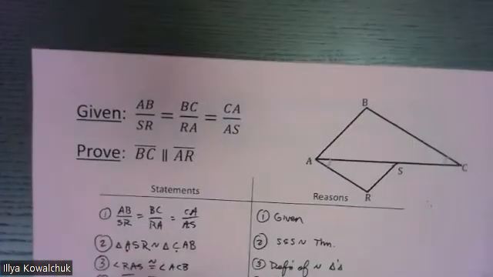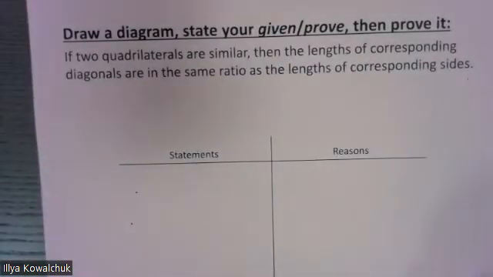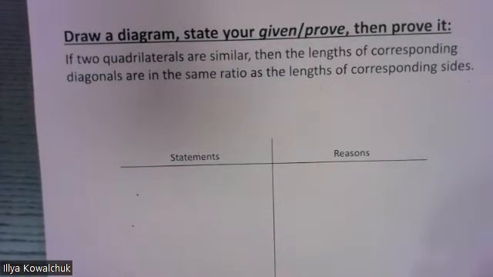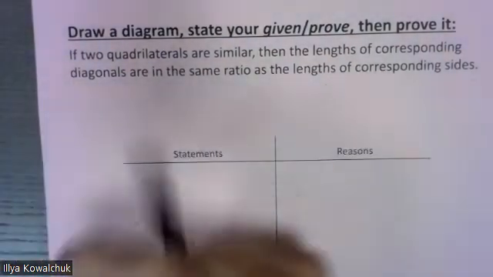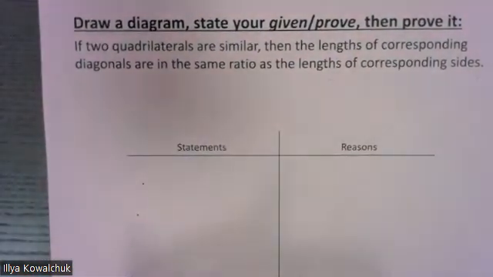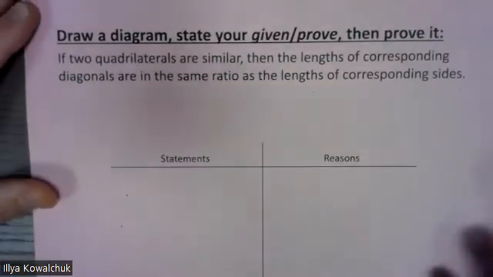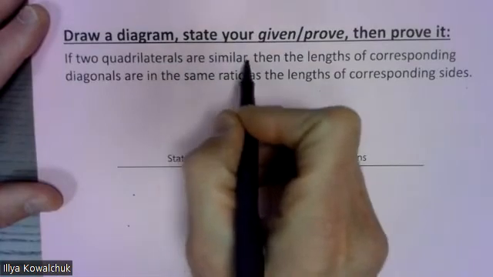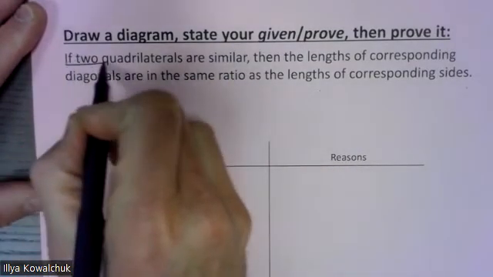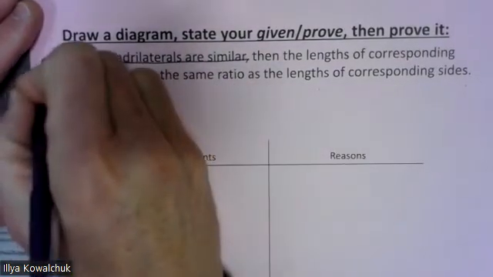All right, hope that made sense. Draw a diagram, state your given, prove, and then prove it. If you tried this yesterday on the quiz, then something similar to this, then you kind of know where we're going. If 2 quadrilaterals are similar, so that is our given.